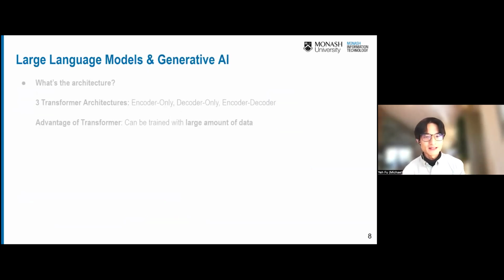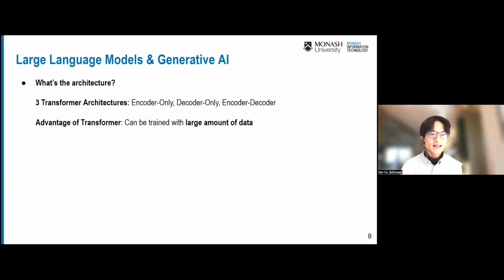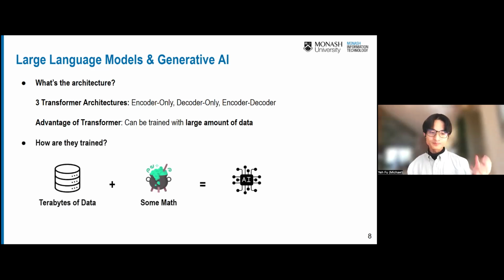Now I'll talk about large language models and generative AI. There are actually 3 architectures. You just need to remember that there are encoders and decoders in the transformer, so we have encoder only, decoder only, and the encoder plus decoder architecture as the 3 variants. Generally, all generative AI are decoder only architecture. Like I said, the advantage of transformers is that they can be trained with large amounts of data. So the magic is we feed terabytes of data plus neural networks, and then we get the AI. That's how simple it is.